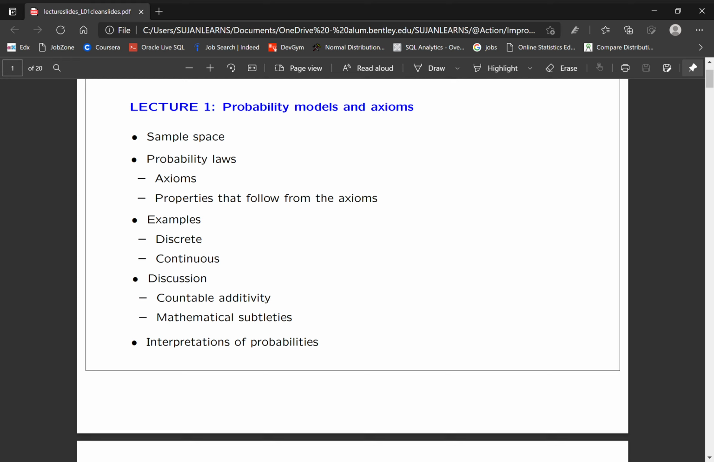Next, we'll talk about examples of models related to discrete and continuous outcomes. And then we'll discuss more about discrete models and the mathematical subtleties of a continuous model. And lastly, but not least, we'll talk about the interpretation of probabilities, which means inferencing in probability theory and how it relates to the modern world.